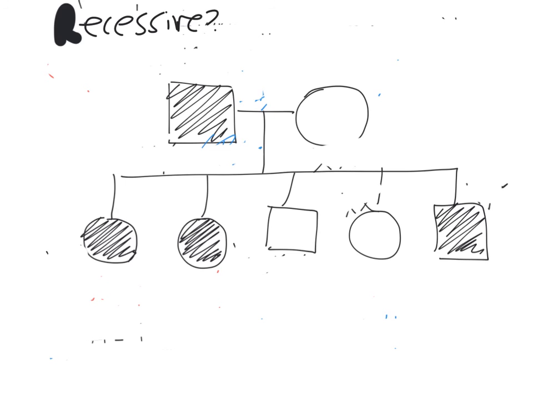So if this is a recessive trait, could this be X-linked recessive? I can rule it out immediately, but I'm not saying that you should be able to jump to this conclusion automatically. There's something going on here that means it's not X-linked and recessive. There's an affected male and an affected son.